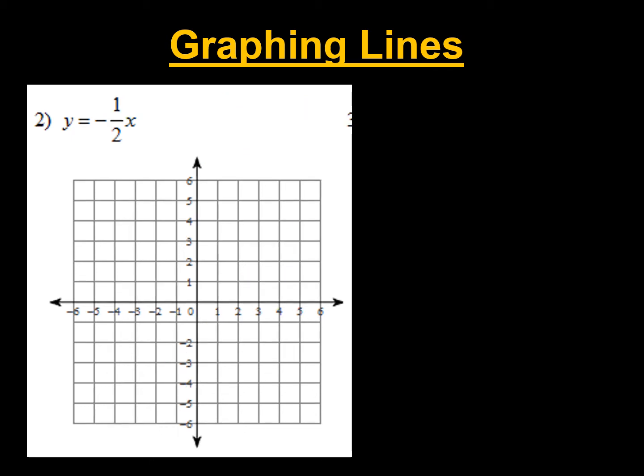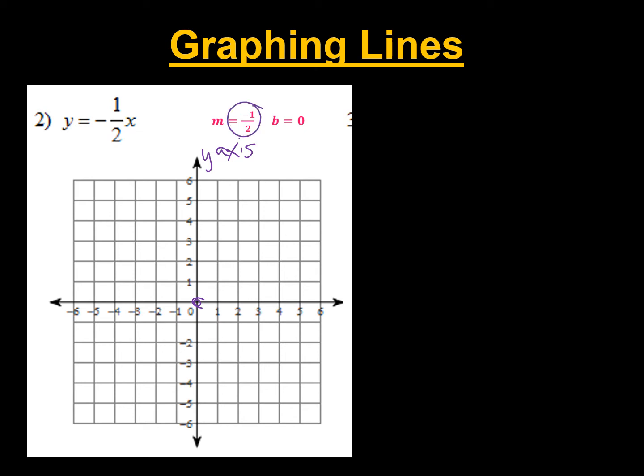Okay, looking at number 2 here, it is in the y equals mx plus b. My slope is -1/2, and remember there's no number there, so that means my y-intercept is 0. So on my graph, I'm going to go to the y-axis here, and I'm going to put a dot at 0. Okay, then I'm going to count my rise and my run.